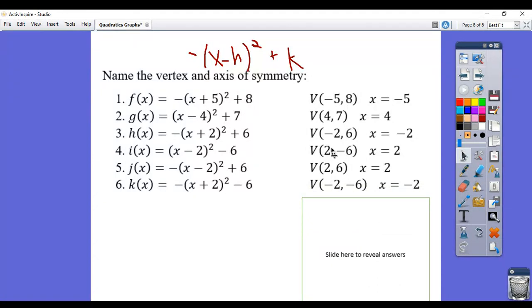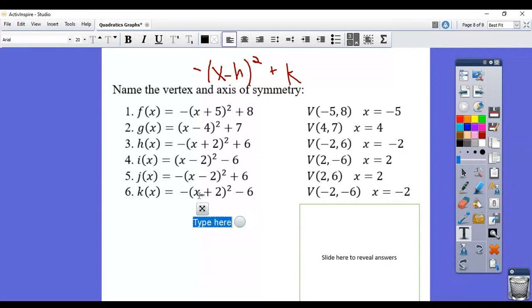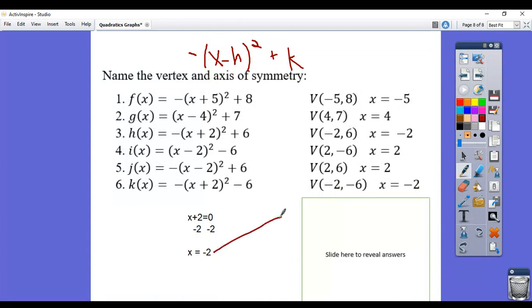So that's what I want you to notice here. You always take the opposite of what's inside the parentheses. Because what I'm really doing, if I were to look at this problem right here, I'm really saying, okay, well, x plus 2 equals 0. What would you do to solve that? Well, you would subtract 2 from both sides, wouldn't you? Then your final answer would be x equals -2. And so if you look here, x equals -2.